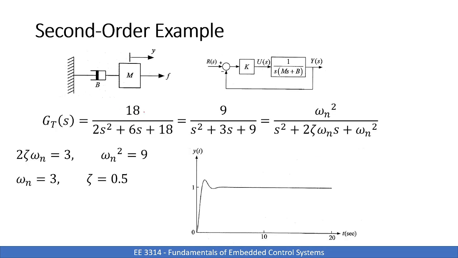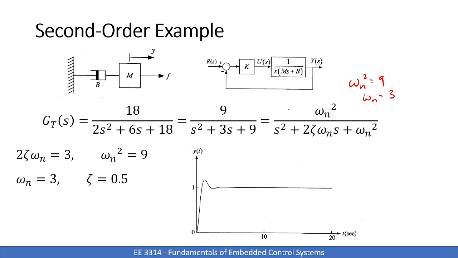Okay, so if we use those values, obviously we want to get this into a form that allows us to find omega sub n and zeta. So we want to divide the numerator and denominator by 2 because we want this s squared coefficient to be unity. That gives us 9 over s squared plus 3s plus 9. Now once we have that, we know that's equal to this general form. The first thing you can do is look at, in this case, omega sub n squared equals 9, right? So then we know omega sub n is going to be equal to 3, assuming positive, obviously.